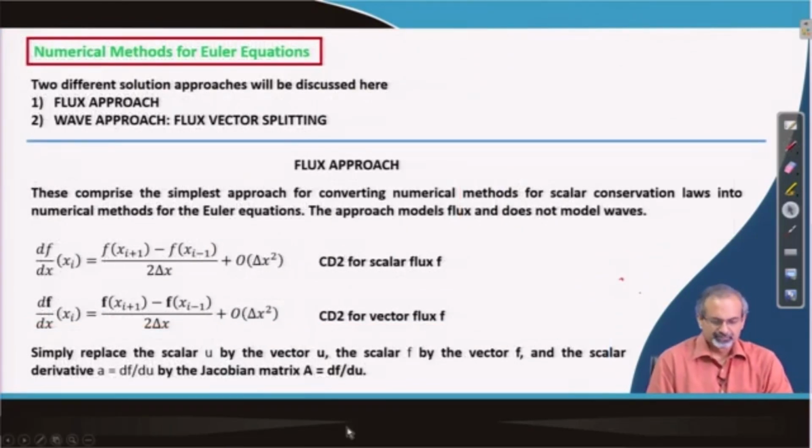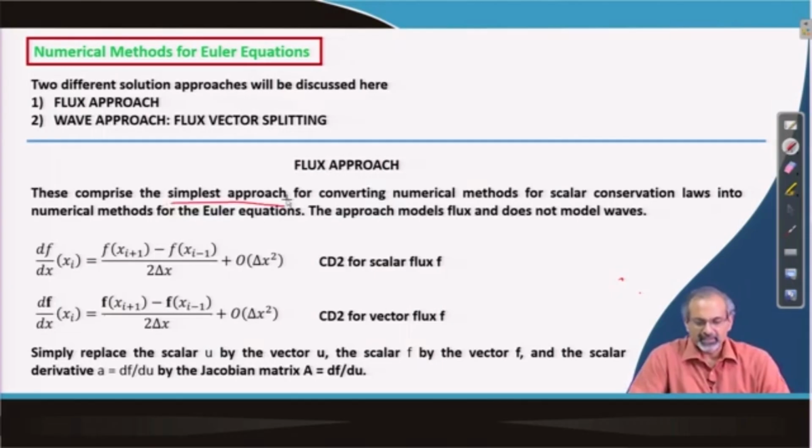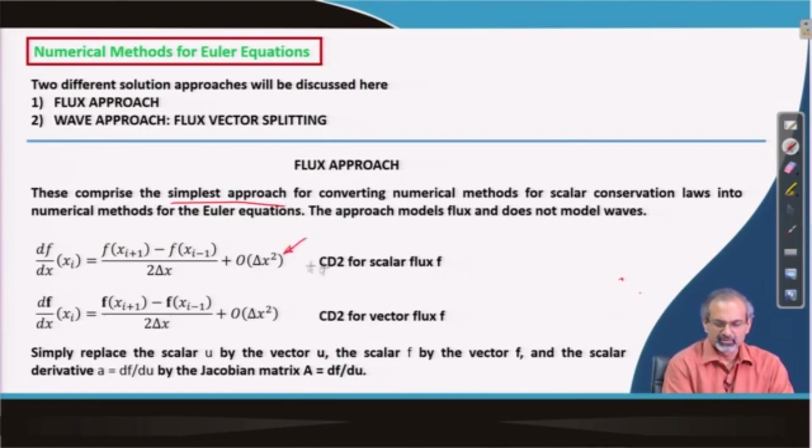Now, we will start looking at some of the numerical methods for Euler equations. We will first look at an approach called the flux approach, which is a comparatively simpler approach. In fact, one of the simplest approaches for application of either scalar conservation laws or vector laws like Euler equations. So, we look at the derivative definition using the CD2 scheme using a scalar flux f in this first equation, which is a very routine equation we have seen in our finite difference exercises, and we just apply it to a vector f. The law remains identically the same.